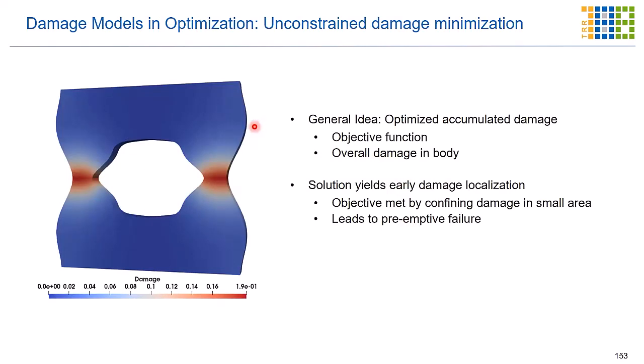So the damage, the general idea is we want to optimize our whole process with respect to the accumulated damage. So you may have damage here in this example when you are pulling this geometry at top and bottom. You see some necking here, and you want to adapt the shape to reduce damage as much as possible. And what you see here is we have an early damage localization. So we meet that objective to reduce damage by confining the damage to a small area. But still, it leads to preemptive failure here.